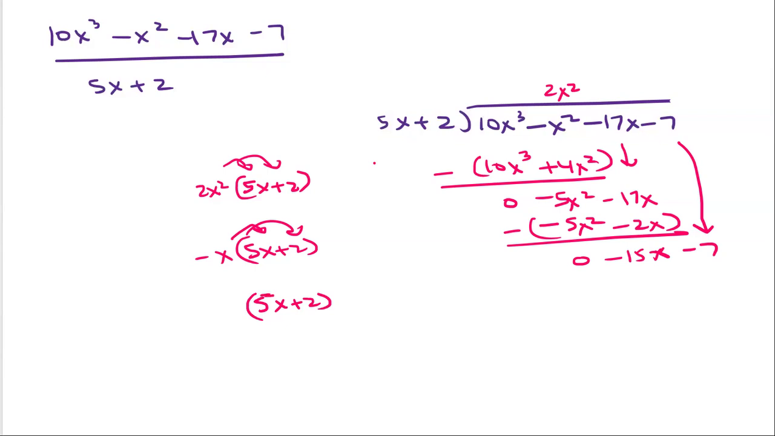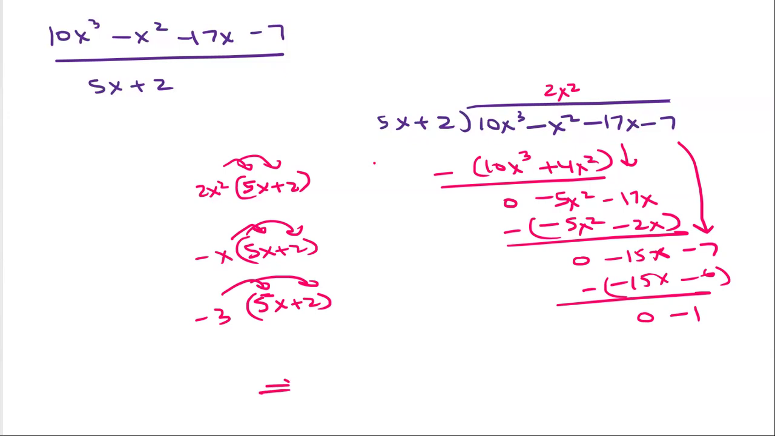Good. Okay, negative 3. So negative 3 times 5x is going to give me a negative 15x. And negative 3 times 2 is going to give me a minus 6. Then I subtract. Okay? So again, two negatives gives me a positive. So the negative 15x plus 15x is 0. Negative 7 plus 6 is going to give me a negative 1.